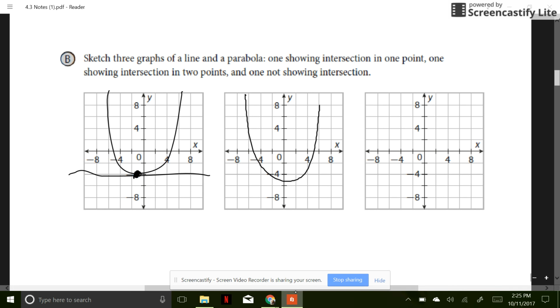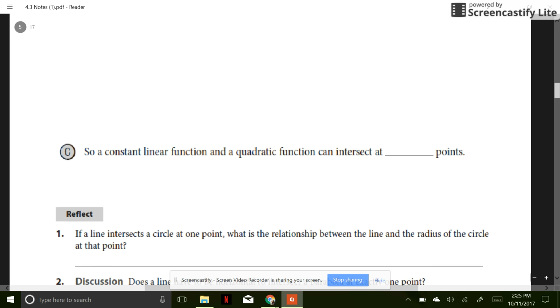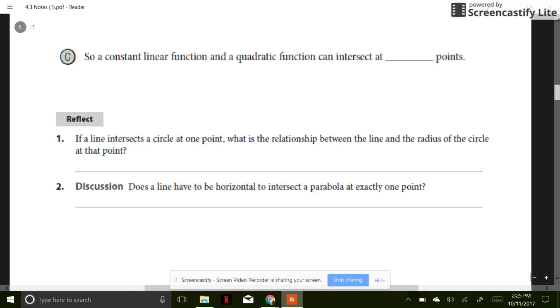If we want our line and a parabola to intersect at 2 points, we would have to do something like this. So it's intersecting the parabola there at 2 points. And if we wanted to not have our line and our parabola intersect, it would look something like that. So a constant linear function and a quadratic function can intersect at either 0, 1, or 2 points.